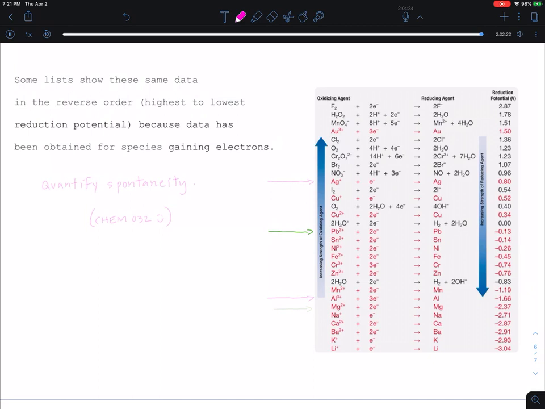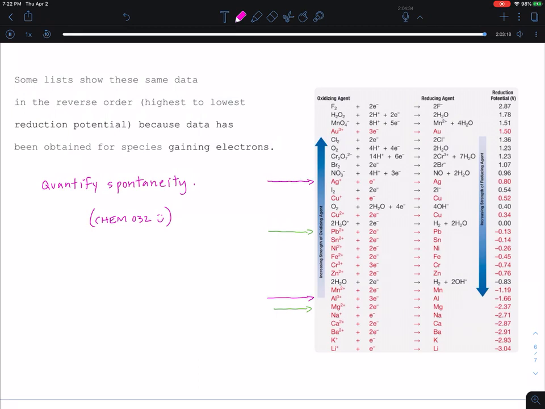So there's the lead and there's the magnesium. And if you wanted to do a calculation for the other one, it was silver and aluminum. Silver, 0.8. Aluminum down here, negative 1.66. So you could actually do those calculations, and this allows us to quantify the spontaneity. We save that for Chem 32. If you're curious, you can go ahead and do it, but this is Chem 31, so I'm not going to do that. You will get down and dirty with these in Chem 32 when you do electrochemistry.